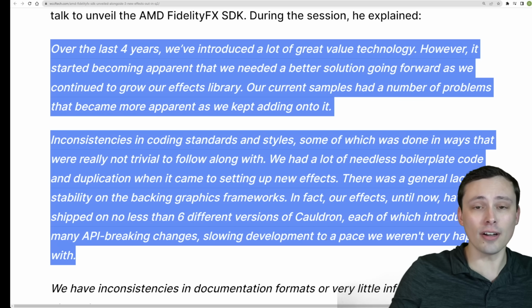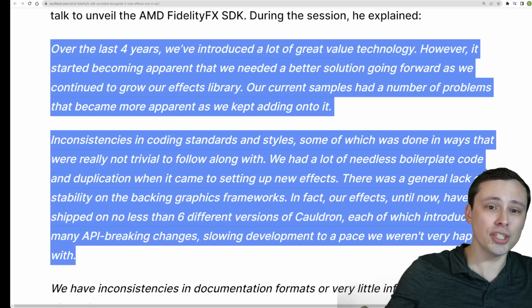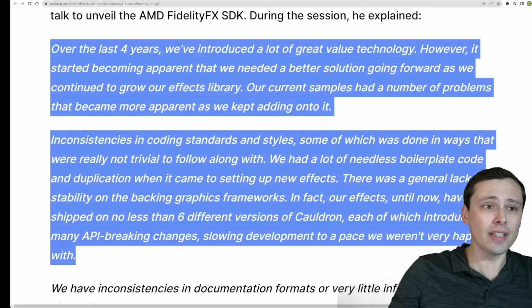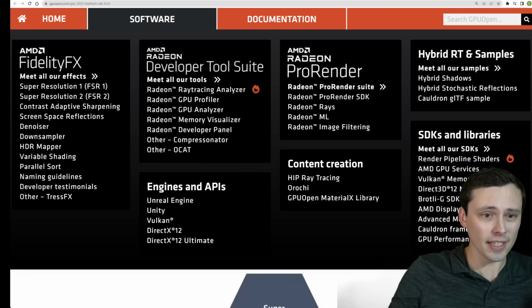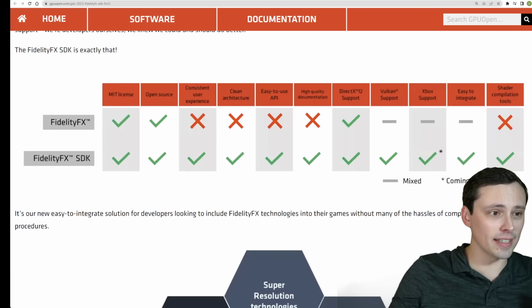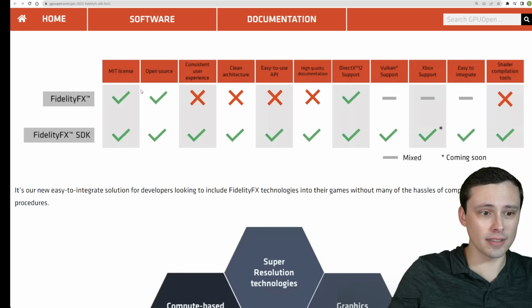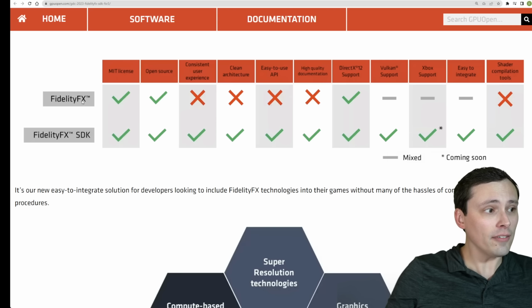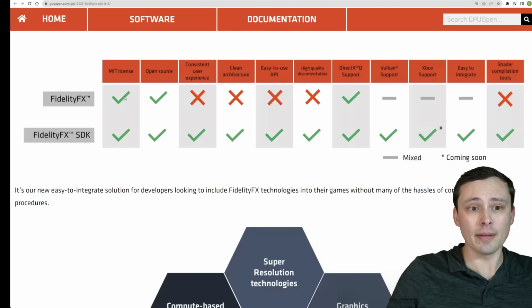of problems with this. They're not all programmed in the same way. The documentation is not always great. They have a lot of deficiencies. There's this little checklist here that I think does a good job of summing some of it up. So all FidelityFX technologies previously had the MIT license.